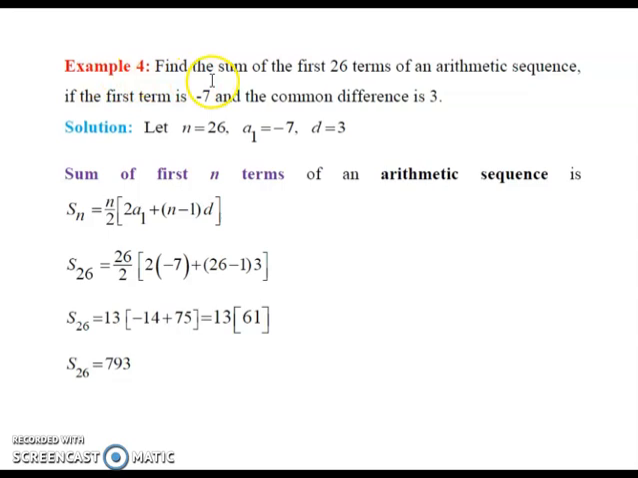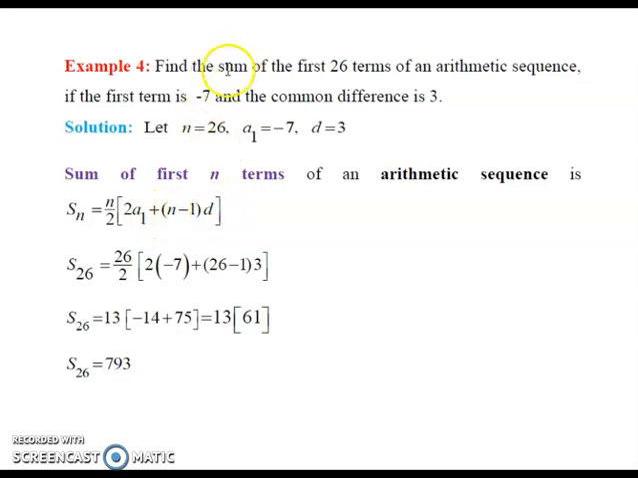Example 4. Find the sum of the first 26 terms of an arithmetic sequence if the first term is minus 7 and the common difference is 3. In the problem, n equal to 26, first term a1 is minus 7 and common difference d is equal to 3. The sum of the first n terms of an arithmetic sequence is given by Sn equals n divided by 2 multiplied by 2a1 plus n minus 1 multiplied by d.